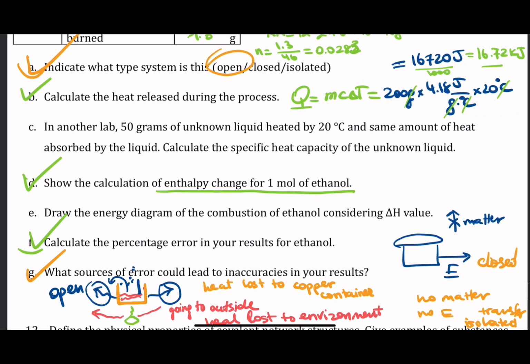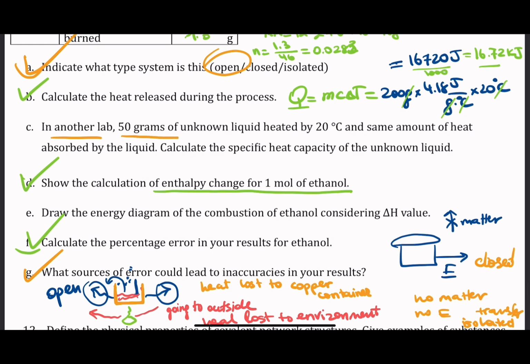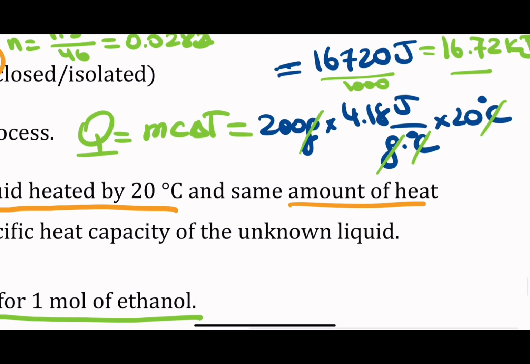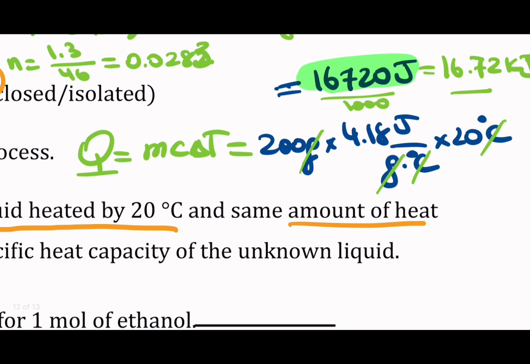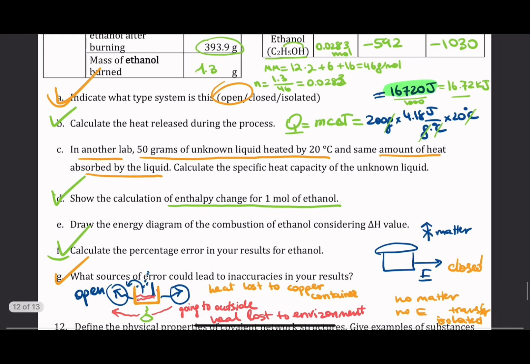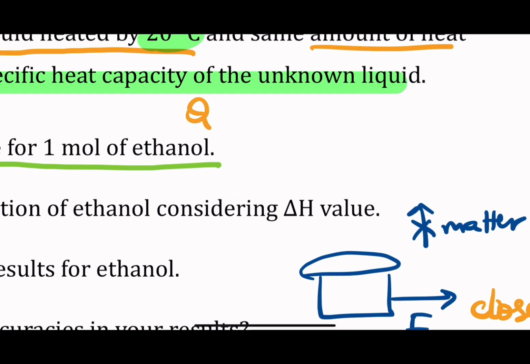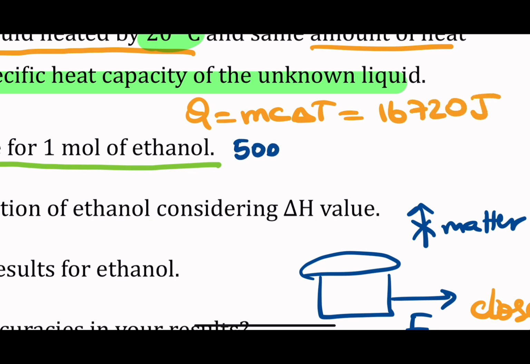It says in question part C that in another lab, 50 grams of unknown liquid is heated by 20 degrees. The same amount of heat is absorbed by the liquid. So the heat it absorbed is this, right? This is the heat we found, the same heat. Now it's saying this is 50 grams and 20 degrees Celsius. Calculate the specific heat of the unknown liquid. Now we know that Q equals mcΔT equals 16,720 joules, right? We know that the mass is 50 grams. C is C. Delta T is 20 degrees Celsius.